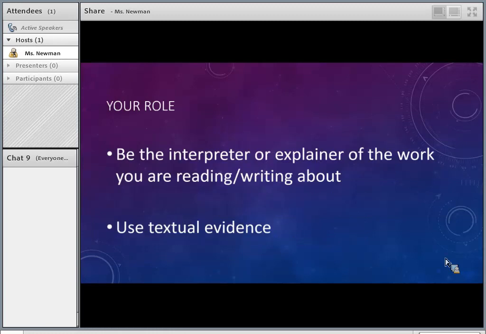So your role is to be the interpreter or explainer of the work you are reading and writing about. Use textual evidence. Okay, I know that prompt is really big and in depth and seems a little overwhelming. Don't worry about it so much. Just think about explaining the speech to someone else. So you're looking for details that you can explain to someone else, what was the meaning behind the speech or why he did certain things he did. And the biggest thing is you always use that text. You always use that text to support your ideas, to prove your point.